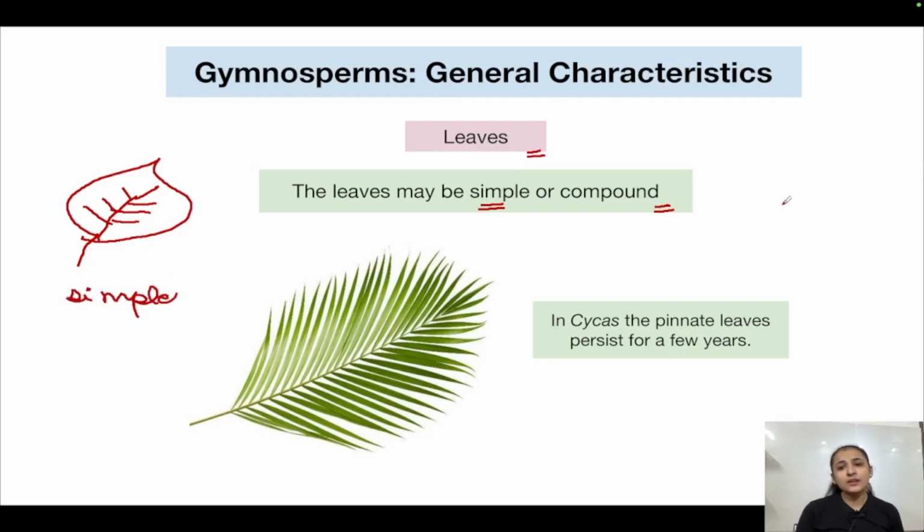If we talk about the compound leaf, it can be either pinnately compound or palmately compound.